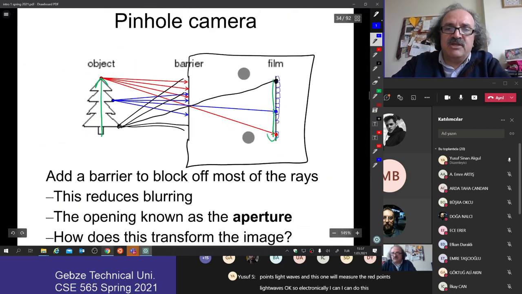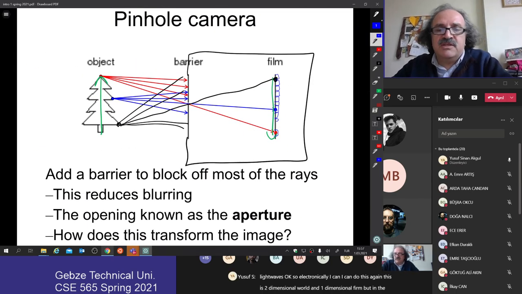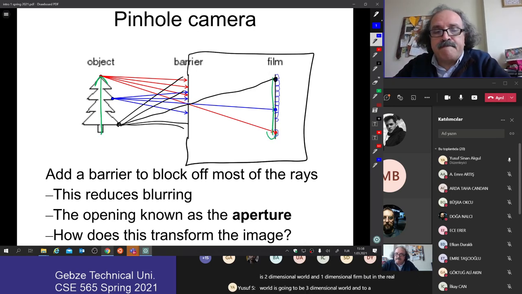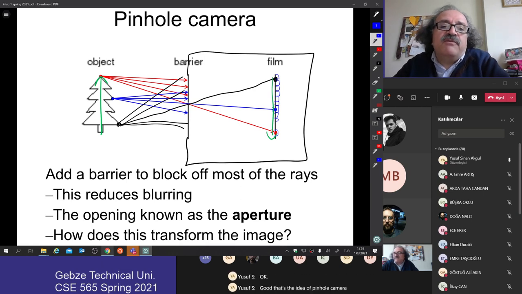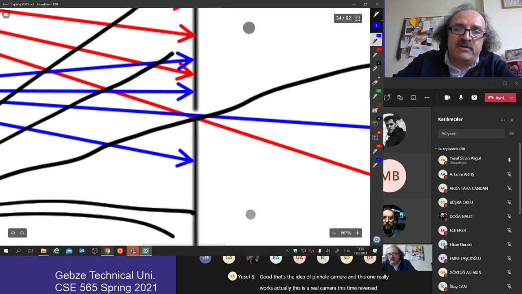Again, this is a two-dimensional world and a one-dimensional film, but in the real world this is going to be a three-dimensional world and a two-dimensional film. Okay, good. That's the idea of the pinhole camera, and this one really works. Actually, this is a real camera. This one really works. This opening is important.